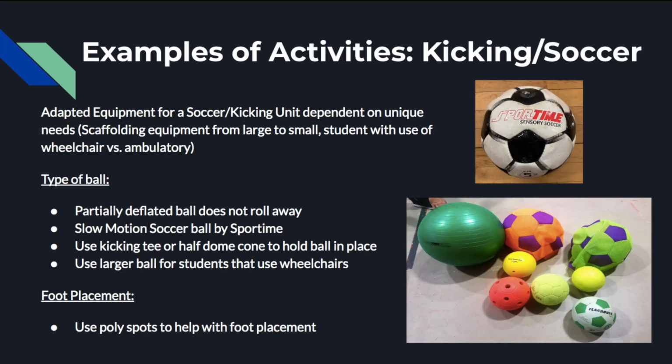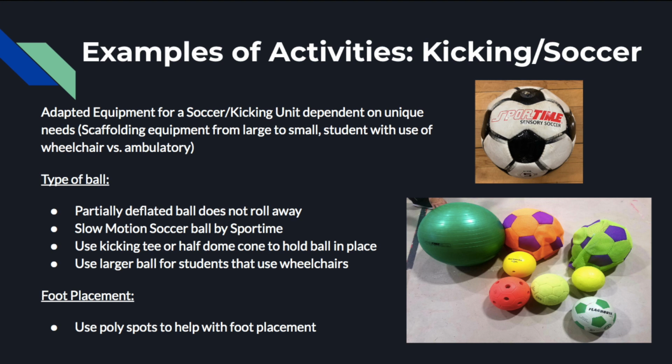We're now going to look at specific examples to modify kicking activities. The skills, equipment, and activities should be designed for the student's unique needs. Equipment should be scaffolded from large and slower moving to small and faster moving. Sport Time makes a sensory soccer ball that is slower moving and assists students in dribbling using small taps while keeping the ball closer to their body so they don't have to chase after the ball if they kick it too far. A partially deflated ball can also be used to help keep the ball close and from rolling too far away from the student.